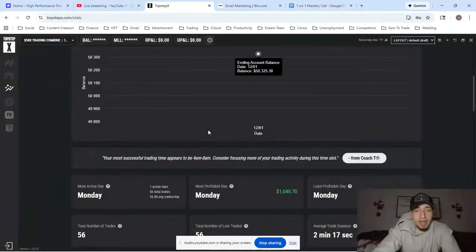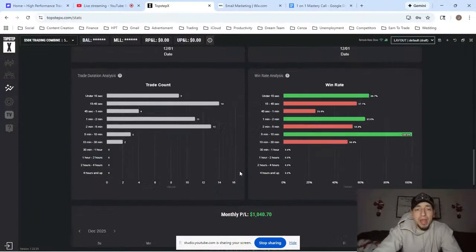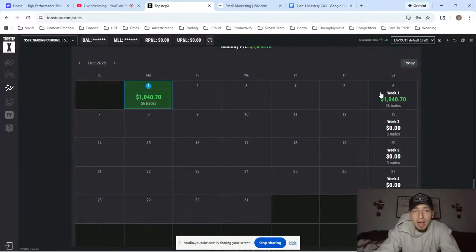But we titled this How to Make Money Using Moving Averages, because I think there's too much information out there that doesn't actually serve the trader, right? So I want to break down the day that we had today over here on our Top Step account. You can see here, we locked in just a little bit more than $1,000.